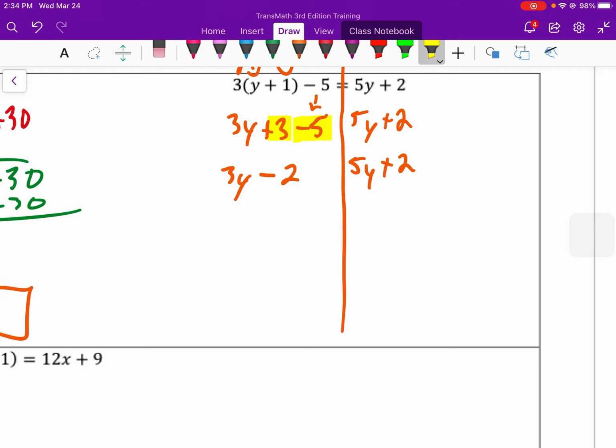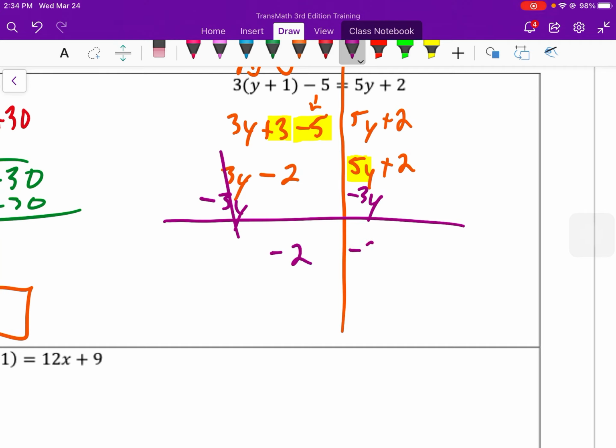Which way am I going to want to move my y's? To the right, since there are more on the right side. You can move them either way, but this will make it easier. So we're going to subtract 3y from both sides. So that we're left with negative 2 equals negative 2, excuse me, that's a positive 2y. 2y plus 2.